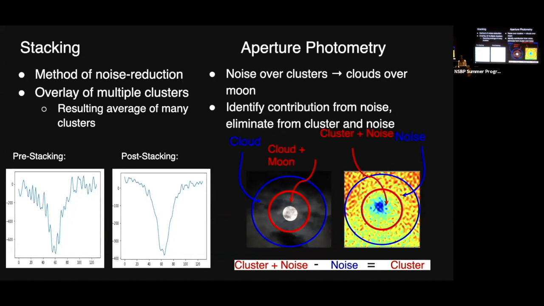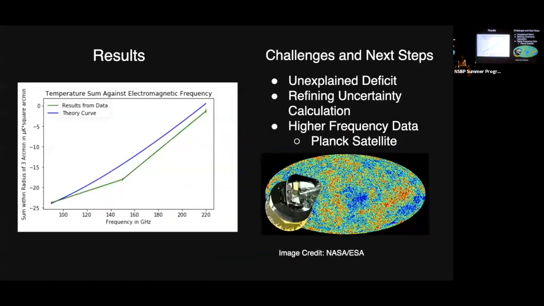So that helps to eliminate some of that large scale noise, and that's also helpful. So these are the primary results I've created over the last 2 months. You see this blue curve representing what the theoretical predictions of the SZ effect would have been, and the green curve representing what I actually measured from the data. So they follow similar growth behavior, which is nice, but there's an obvious deficit in the actual data. It doesn't quite reach it.